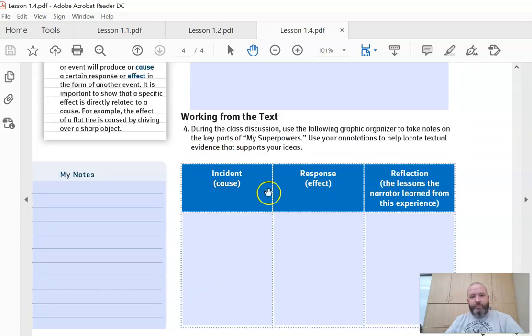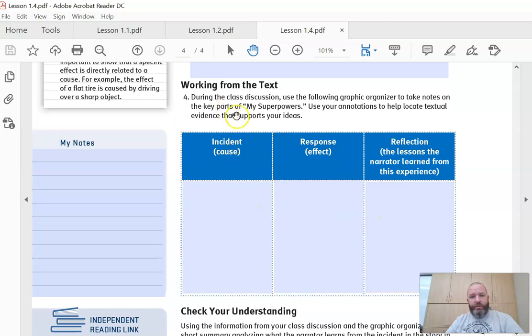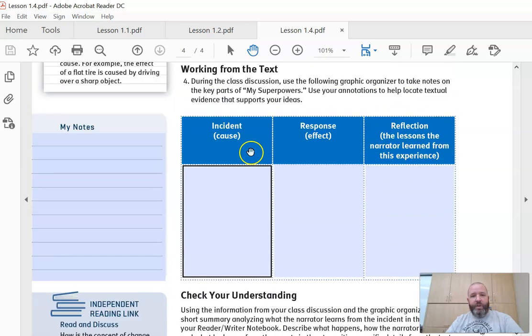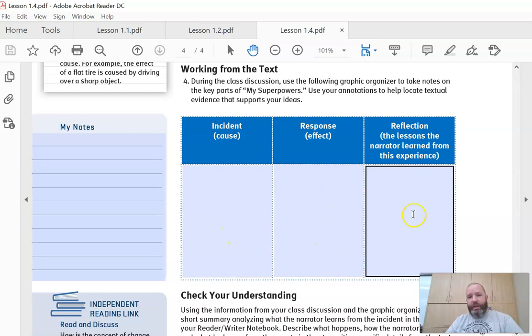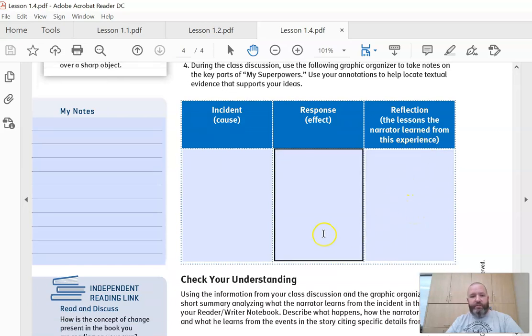Then we have a little graphic organizer here to take notes on the key parts of My Superpowers. You should already have this filled out during our asynchronous time, and then we'll discuss what you put in here during synchronous time. You're going to identify the thing that happened, how he responded to that incident, and then looking back, what he learned, what lessons he had from that part in life.